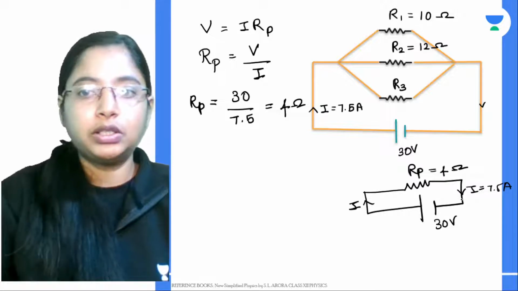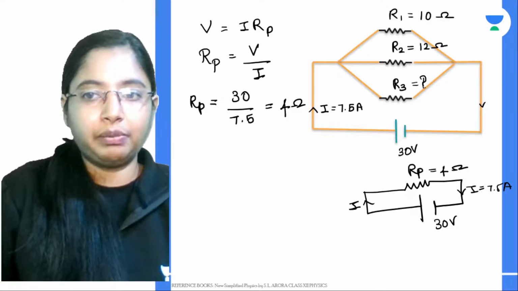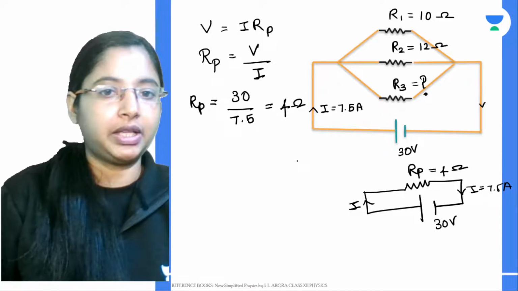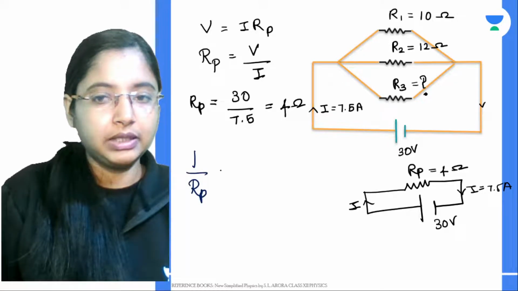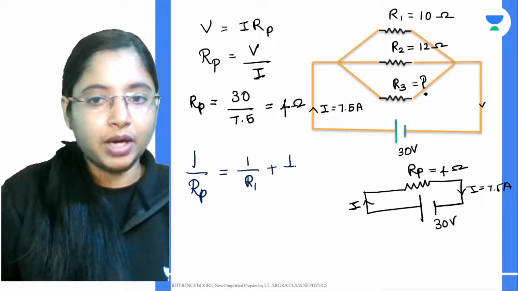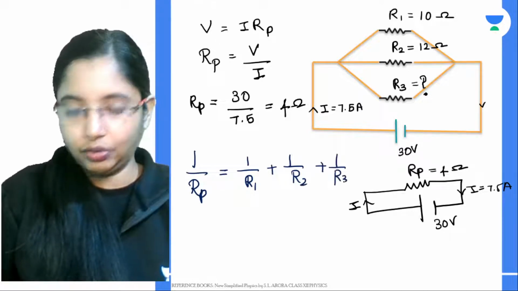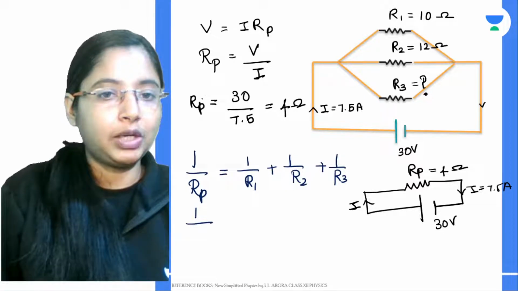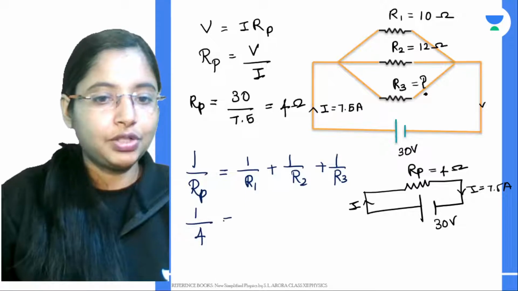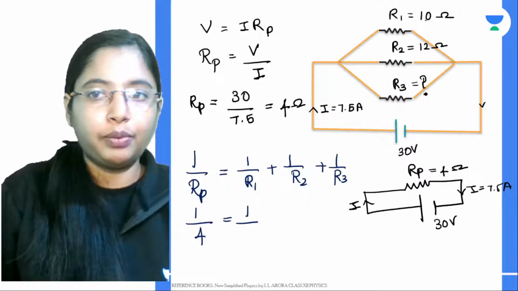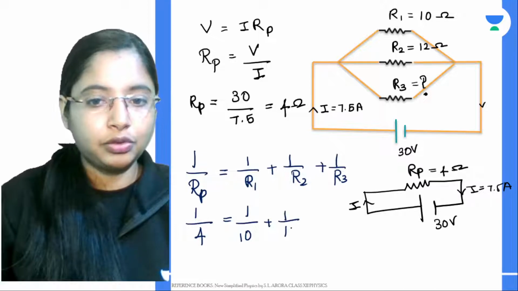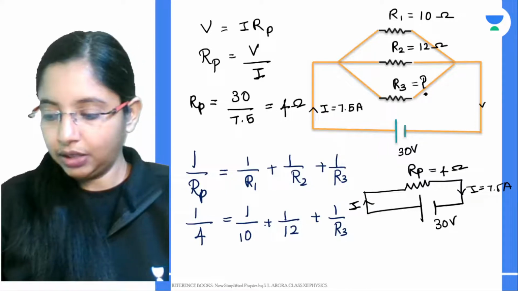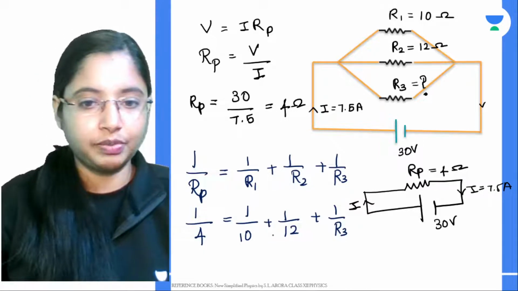Now to find the resistance value of R3, we can make use of the parallel combination. When resistors are connected in parallel, 1 by Rp will be equal to 1 by R1 plus 1 by R2 plus 1 by R3. We know this. We know the values of Rp, R1 and R2, so we can just substitute. Rp, the equivalent resistance in parallel combination, is 4 ohms, which is equal to 1 by R1, and R1 we know is 10 ohms, plus 1 by R2, which is 12 ohms, plus 1 by R3, which is what we want to find.